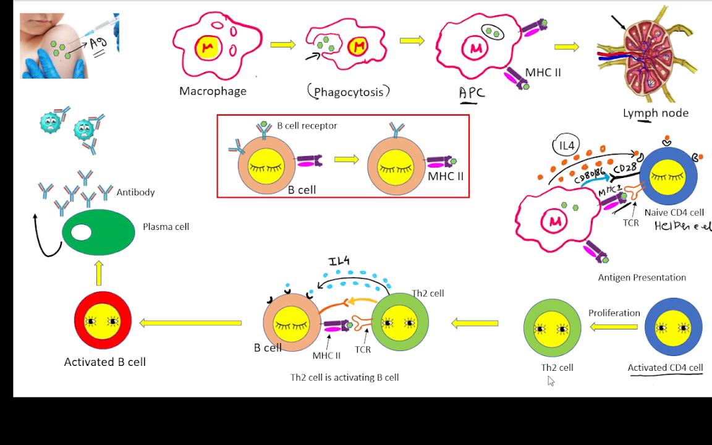Once the CD4 cell gets activated, it will undergo proliferation, and after the proliferation, a new type of cell is produced, that is called Th2 cell. This is called activated T cell or Th2 cell or T helper cell. This is all about T helper cell. In the meantime, what is happening?